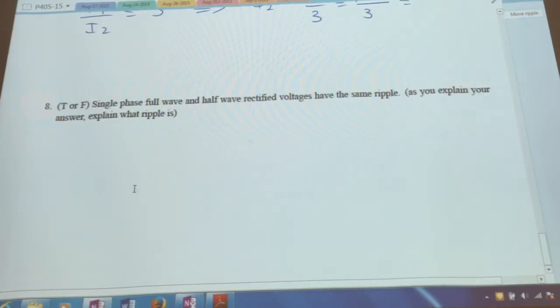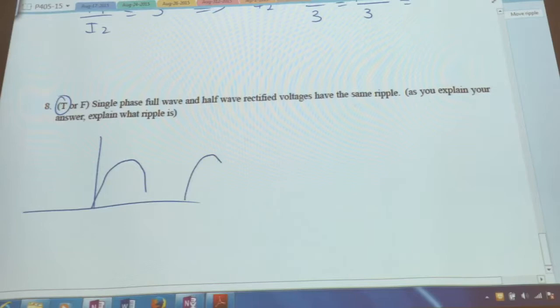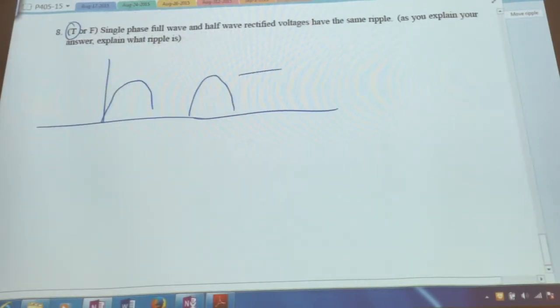Are we all clear as to whether this is true or false and how you explain it? Single phase, full wave, and half wave rectified voltages have the same ripple. True! How do you justify your answer? They both have 100% voltage ripple, exactly.